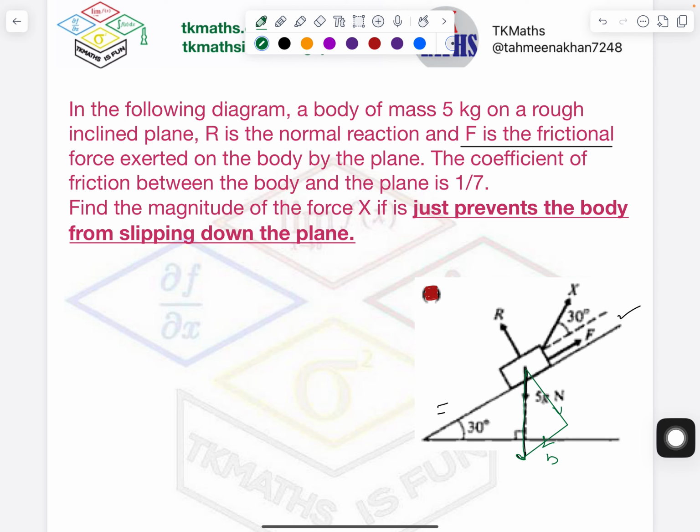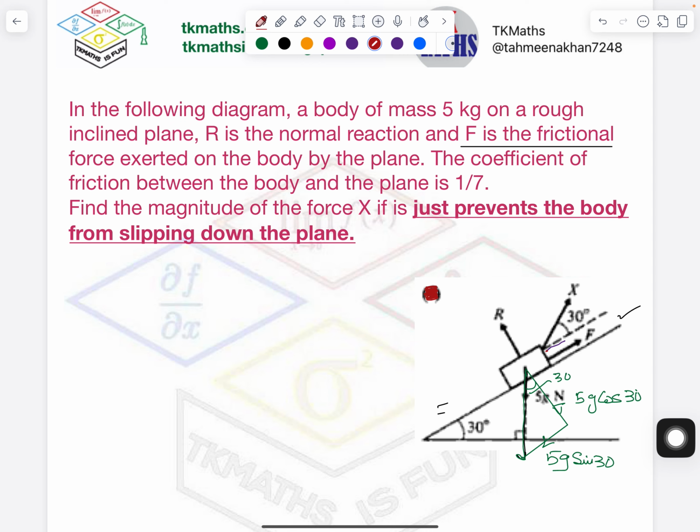Okay, so this one will be 5g sine 30, this angle will be 30 degree, and this one will be 5g cos 30, right? Similarly, I will resolve the forces which is x and acting upward. So let me change the color to red here.